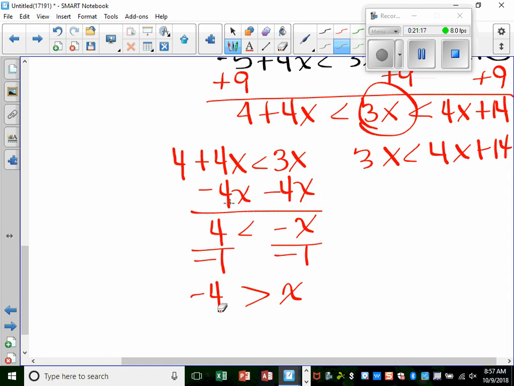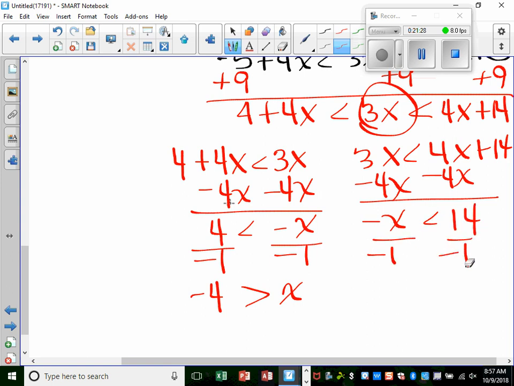And then over here, I'm going to do the same thing. Okay, I'm going to divide by a negative. So I'm going to flip the symbol. Okay, and then I'm going to have x is greater than negative 14. Is that right? Let me make sure. Okay, we flipped.